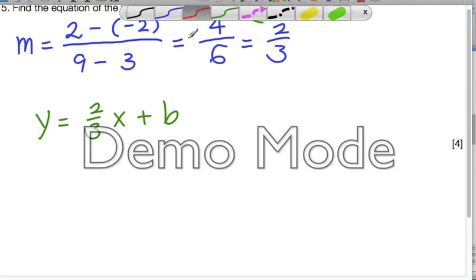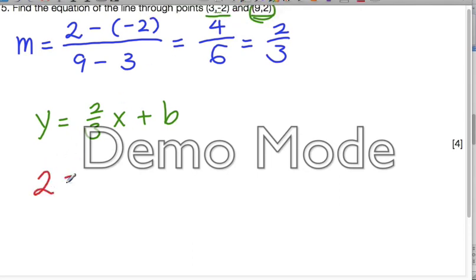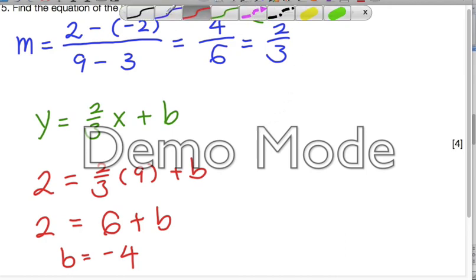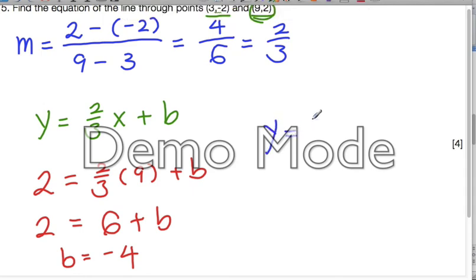So here I'm going to put 2 is equal to 2 over 3 times 9 plus b. And 2 is equal to 2 times 9 divided by 3, or 9 divided by 3 is 3, times 2 is 6. Either way, you will get 6 plus b. So 2 is equal to 6 plus b. b must be negative 4. So I have my slope, which is 2 over 3, and I have my y-intercept, which is negative 4. So my final answer is y is equal to 2 over 3x minus 4.